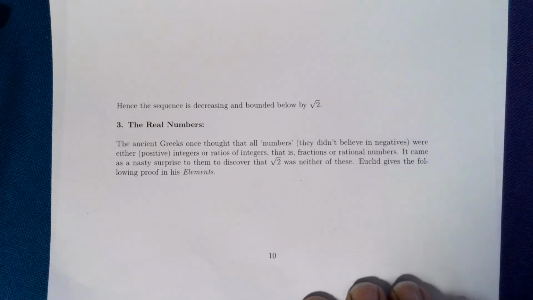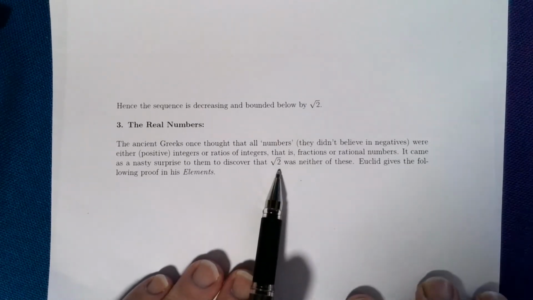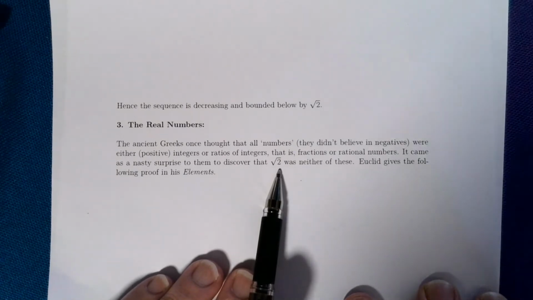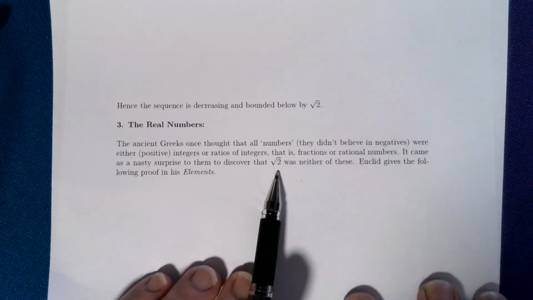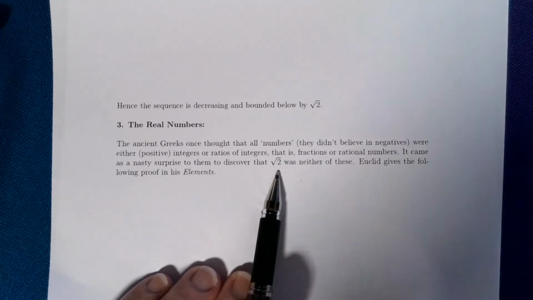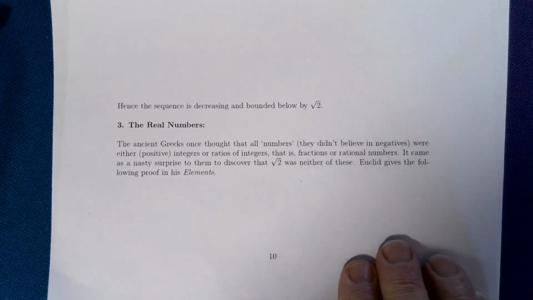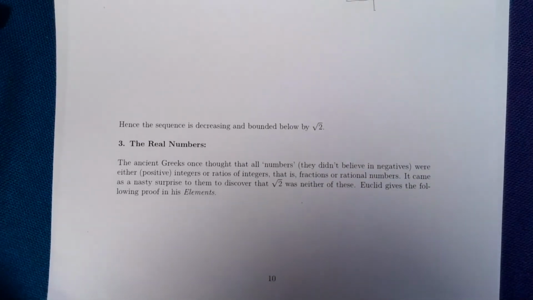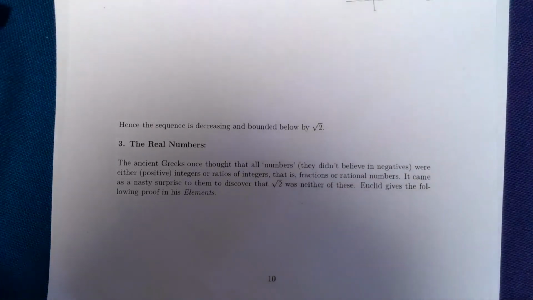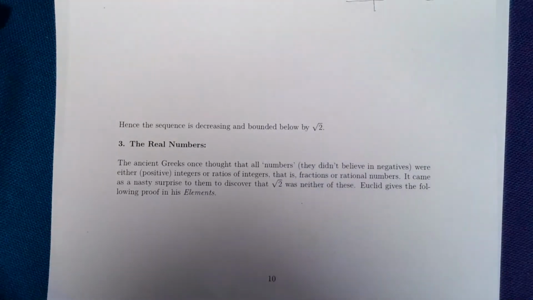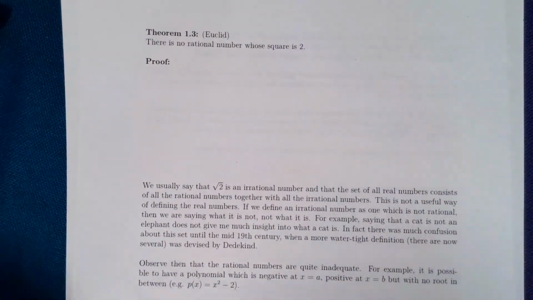It came to them then as a nasty surprise to discover this number that we call root 2 was neither a whole number nor could it ever be written as a fraction. This caused the ancient Greeks a lot of grief, because for them every number was either a whole number or a fraction. Euclid gives the following proof that root 2 is irrational in his work, The Elements. And we'll have a look at that one. So Euclid proved that, and it's a lovely proof which all maths people should know.